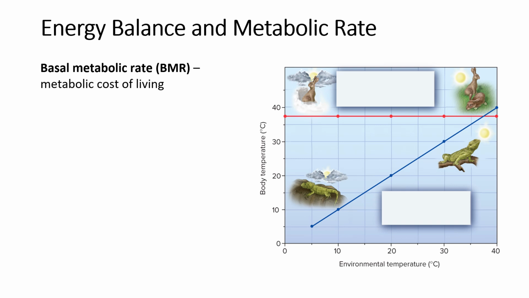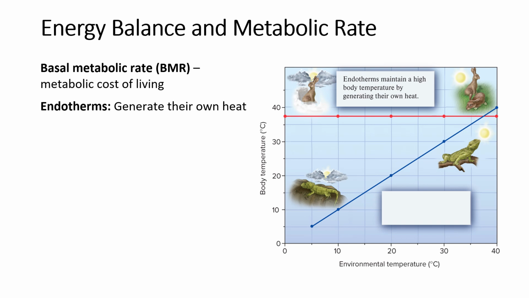Now there are two general strategies organisms use for delivering the energy needed to be alive. Some organisms are what we call endotherms. So they generate their own body heat. They maintain a high body temperature by generating heat from their caloric intake, right? So this would be humans. Humans have a core body temperature of 37 degrees, which is very similar to what you see here on this graph. We see this rabbit is maintaining a core body temperature around 37 degrees, no matter what the environmental temperature is, right?